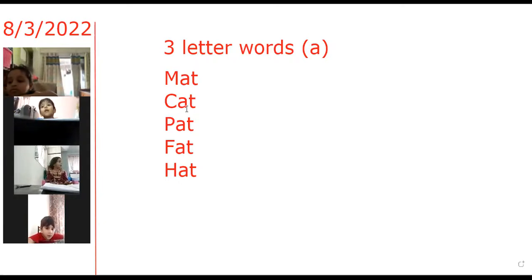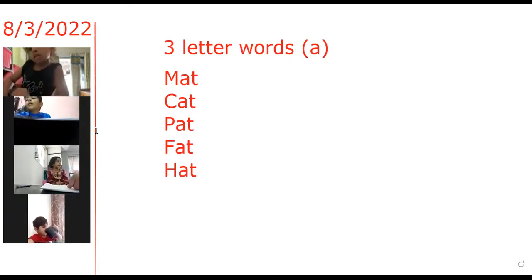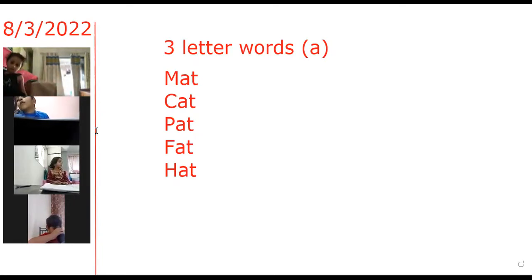Properly, Ezan. Okay. Very good, Ezan. But what you are doing, you are saying matter, matter, catter, catter. No, you have to say it together. Mat, not matter. Cat, not catter. Pat. One word, okay? So mat, cat, pat, fat, hat. But well done. Practice. It will come slowly, okay? You have to do more practice.